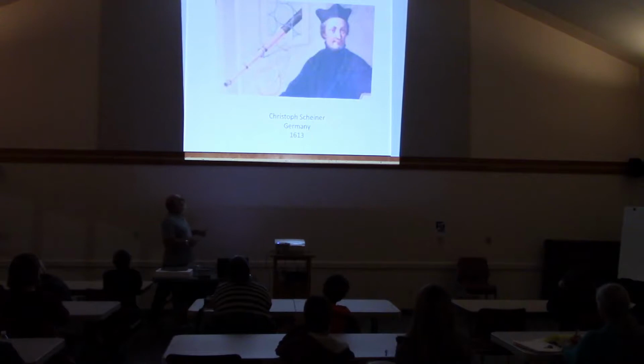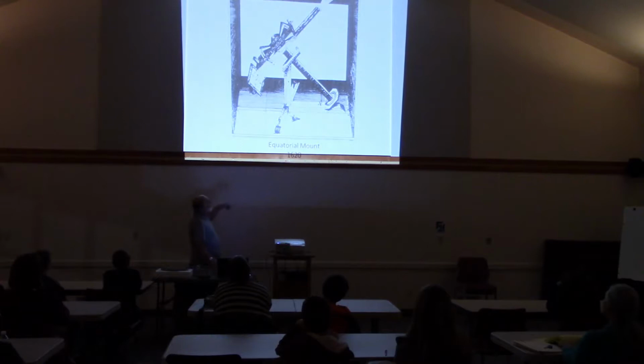Galileo's idea and his invention more or less died with him, and the Keplerian took over. Scheiner, in the meantime, was inventing the equatorial mount, whereas the axis you see going from lower right to upper left, if you align that with the Earth's axis, you can follow an object in the sky only moving one set of coordinates.